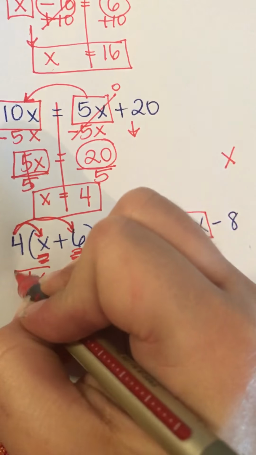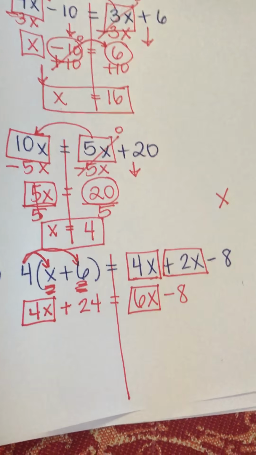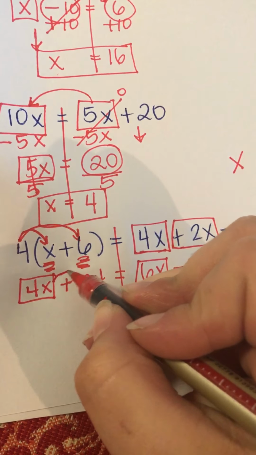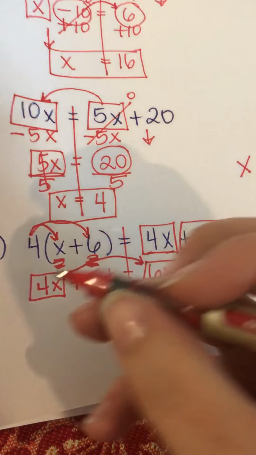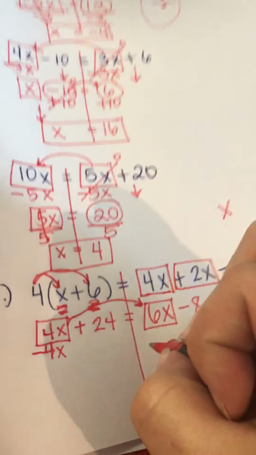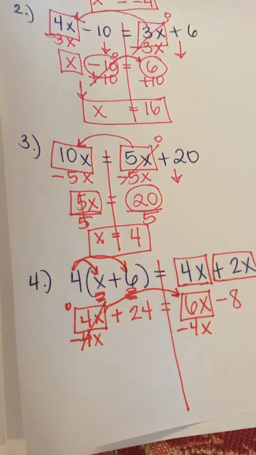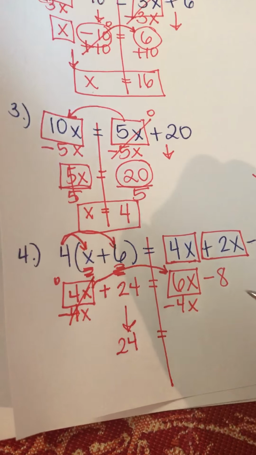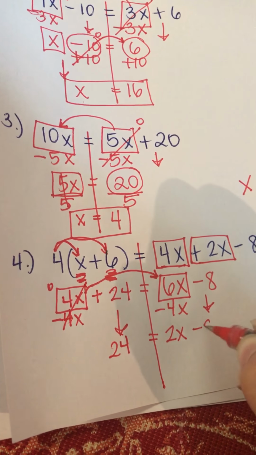Okay, now it's similar to the last one. I have 2 variables. They're on opposite sides, so I want to move them to be together. This one is bigger, so I'm going to move the 4 with the 6. I'm going to subtract 4x because it's positive, and subtract 4x. 4x minus 4x is 0. I still have 24. 6x minus 4x is 2x, and I still have negative 8.